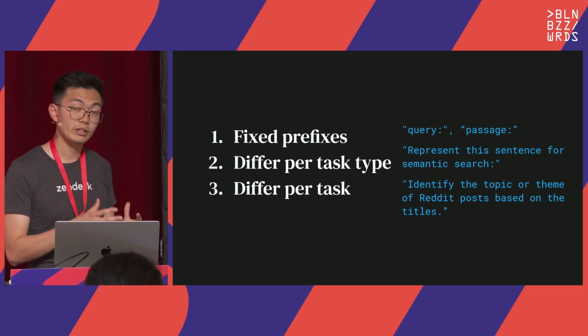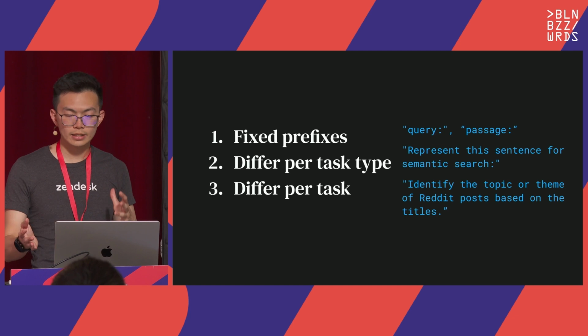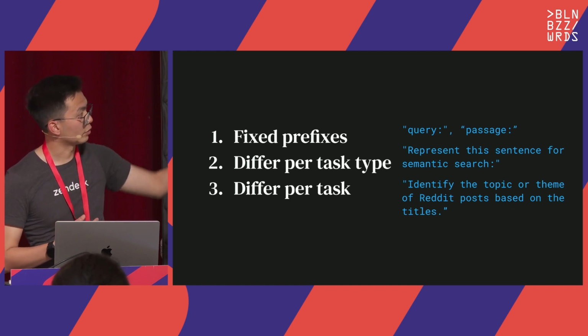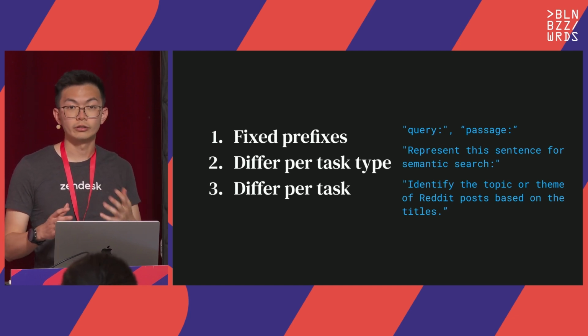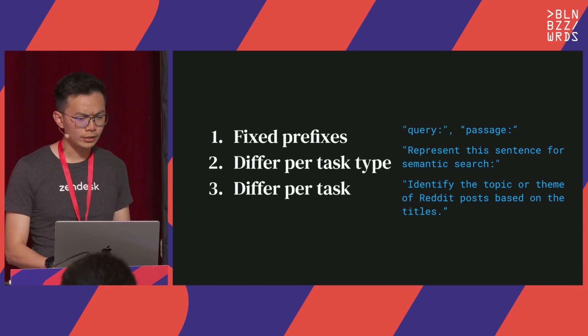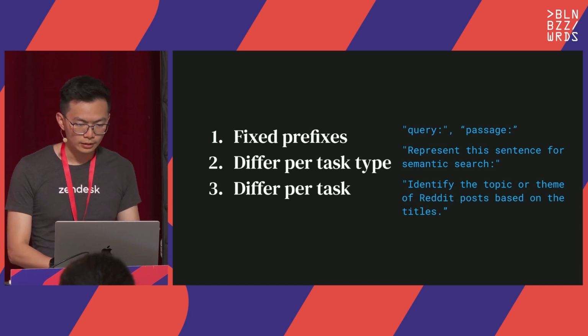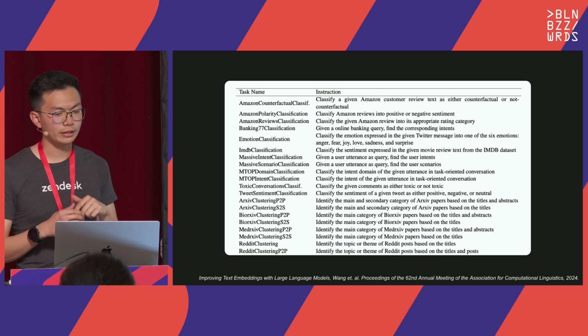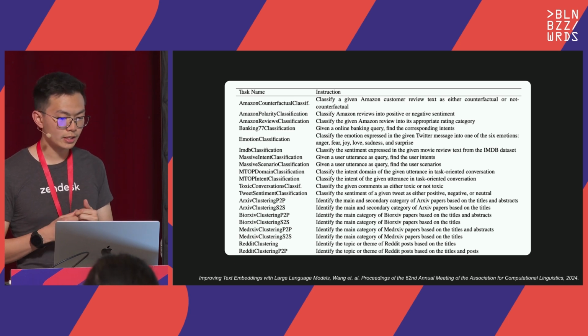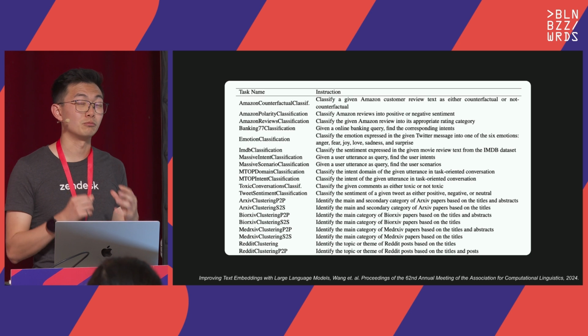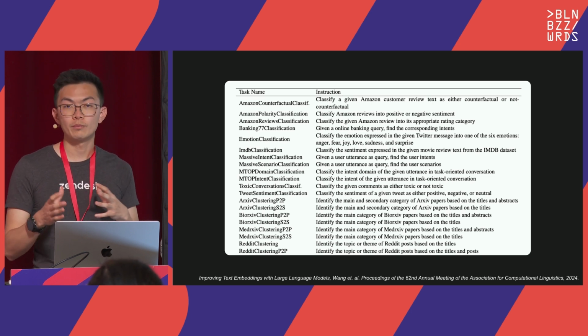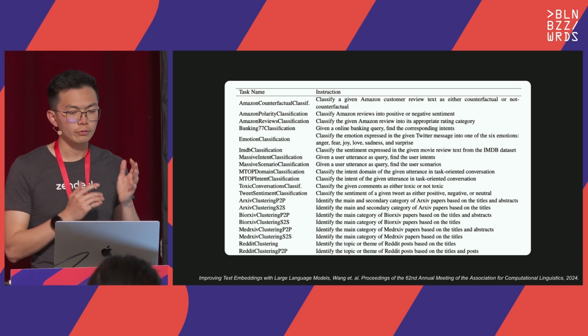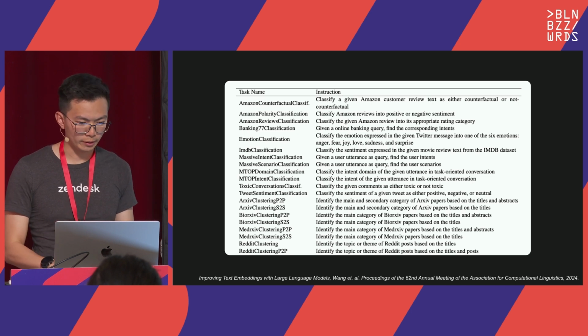Sometimes these could be fixed prefixes, or they could differ by task type, like for example semantic search, or they could differ by task. And you can see the trend that prompts can quickly become very tailored to the task, like specifying that you're retrieving from Reddit posts, or you're given a web search query. And so we need to keep track of these as well.